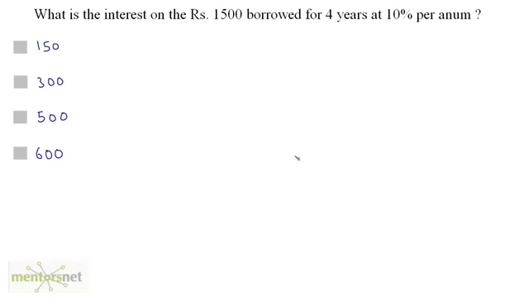What is the interest on 1500 rupees borrowed for 4 years at 10% per annum? Well, you know the formula for simple interest. That's PNR upon 100. The principal is 1500 times the number of years for which the money is borrowed, 4 years, times the rate, 10%.